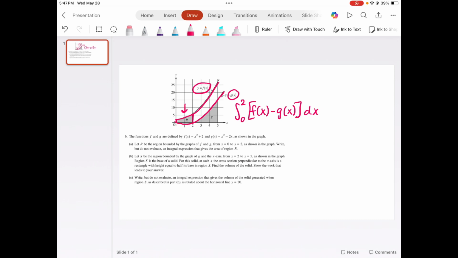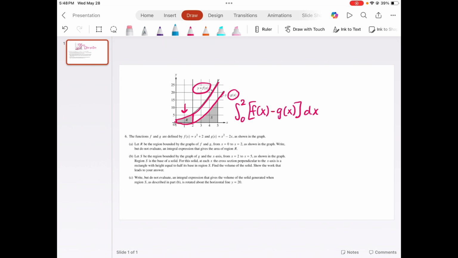Now for part B, B is going to be probably the hardest part because we actually have to evaluate this. So it said let S be the region bounded by the graph G and the x-axis from 2 to 5 as shown in the graph. Region S is the base of a solid. For this solid, at each x, the cross sections perpendicular to the x-axis is a rectangle with a height equal to half its base and region S. Find the volume of the solid. Show the work that leads to your answer.